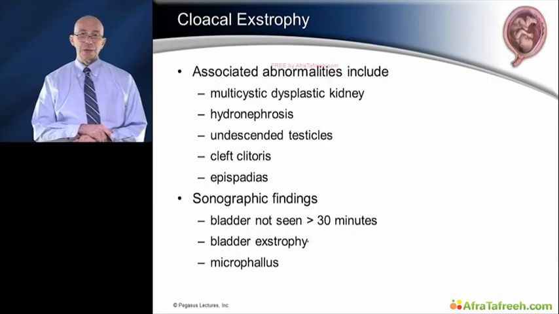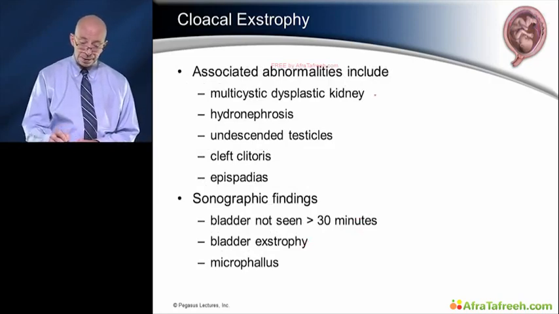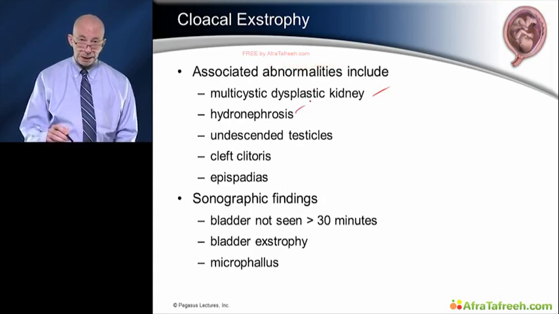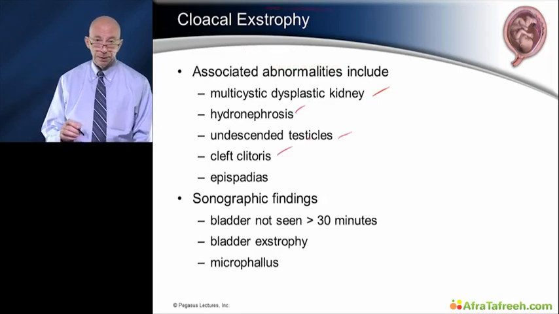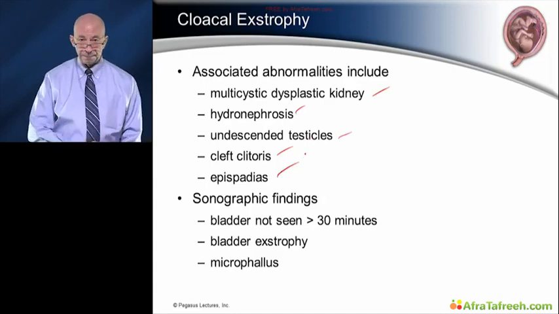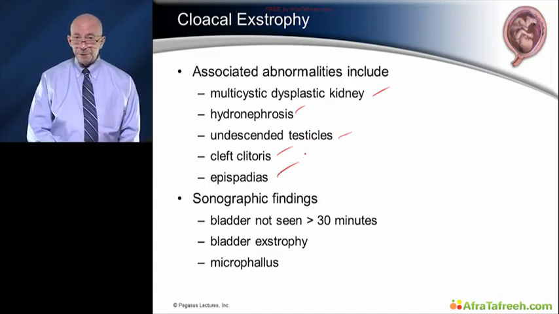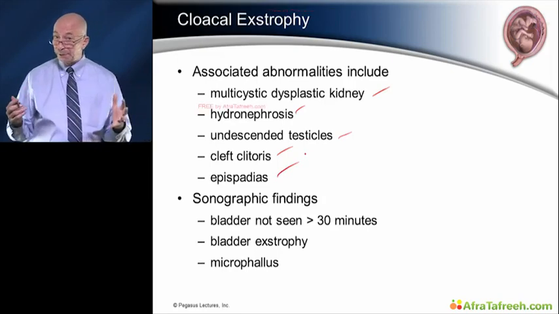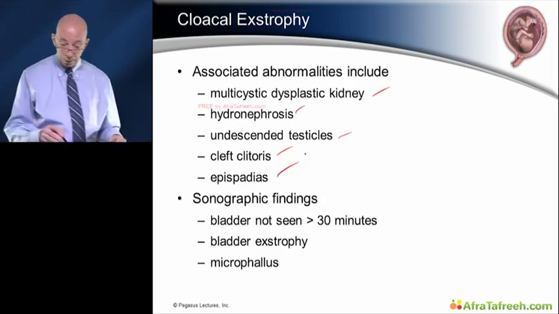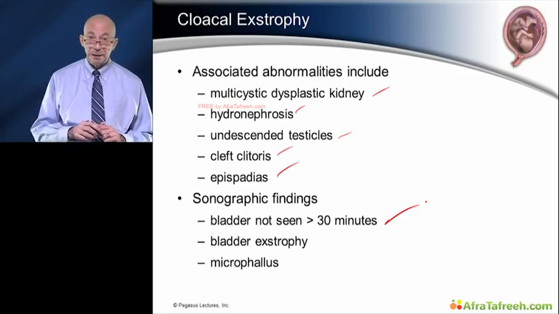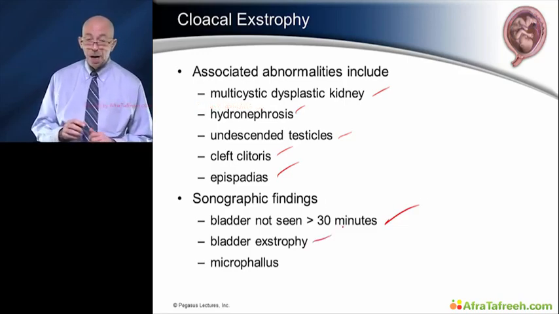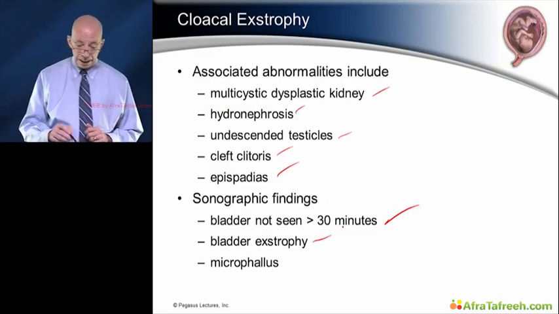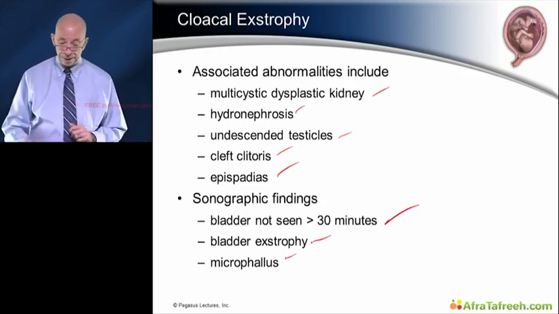Associated abnormalities are many. They include multicystic dysplastic kidney, hydronephrosis, undescended testicles, cleft clitoris, or epispadias. Sonographic findings include not identifying a urine-filled bladder over 30 minutes of scanning, the exteriorization of the bladder, and in some cases, the presence of a microphallus.